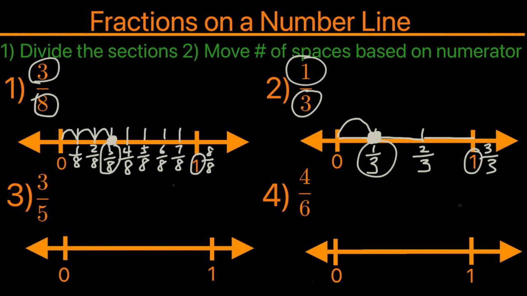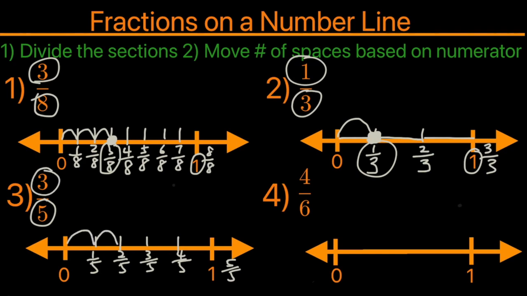Now for the third example, 3/5. So we know the denominator of 5 needs to divide the section into 5. So looking at between 0 and 1, so we could go 1, 2, 3, 4, and this is 5. So the first line would be 1/5, second line would be 2/5, and then 3/5, 4/5, and the 1 is 5/5. And so looking at the numerator, 3, we go 3 spaces, and that will be exactly 3/5 here, and that's where we will plot the dot. So the dividing of sections will get easier the more that you practice.